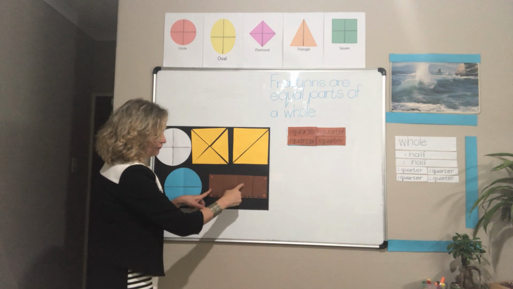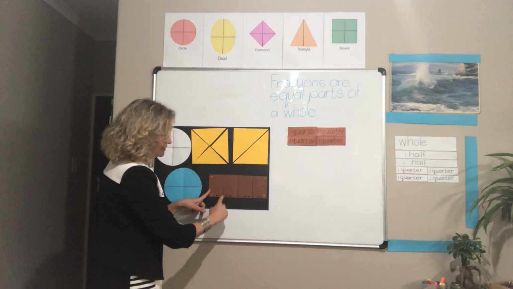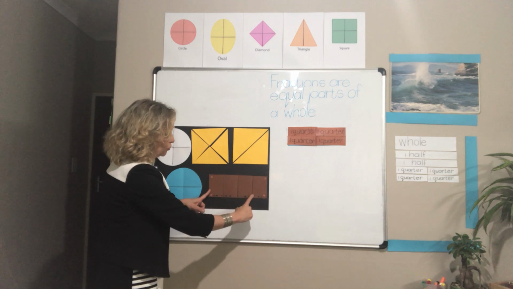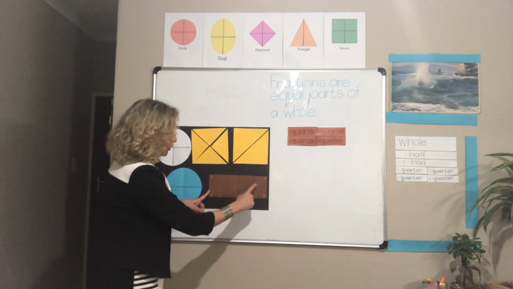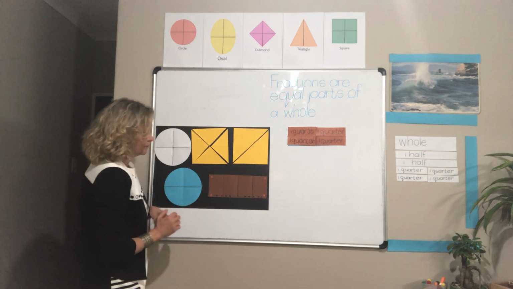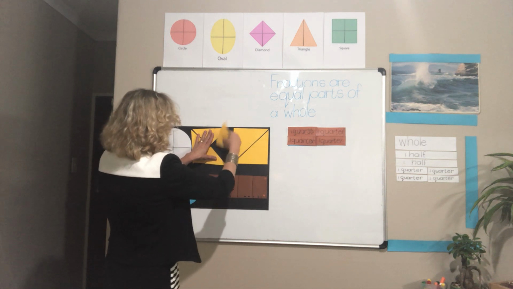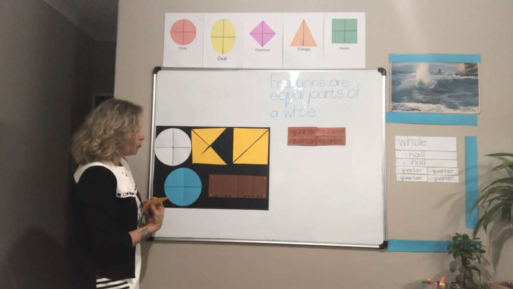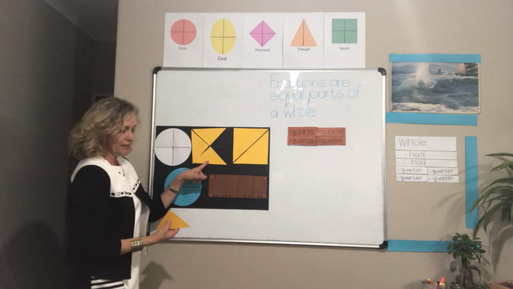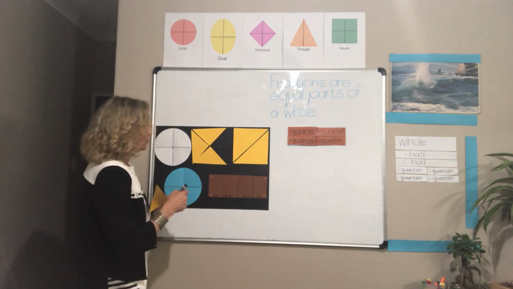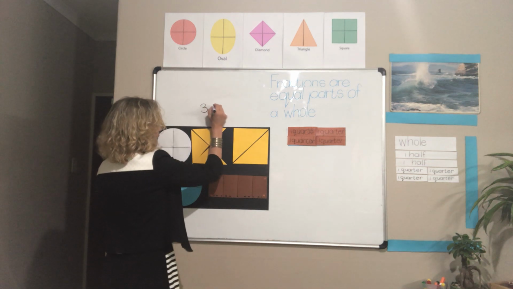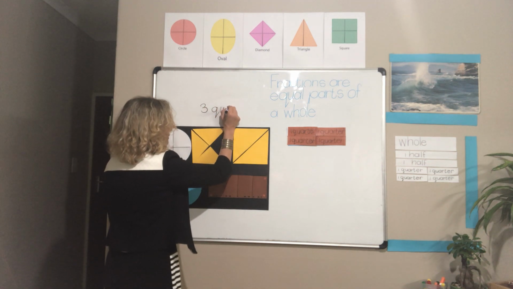Some of these shapes have already been cut into halves and quarters, as you can see. Over here I have indicated this rectangle into quarters, 1, 2, 3, 4 equal parts. If I would remove one of these parts here, I had 4 quarters, now I will just have 3 quarters left. 3 quarters.